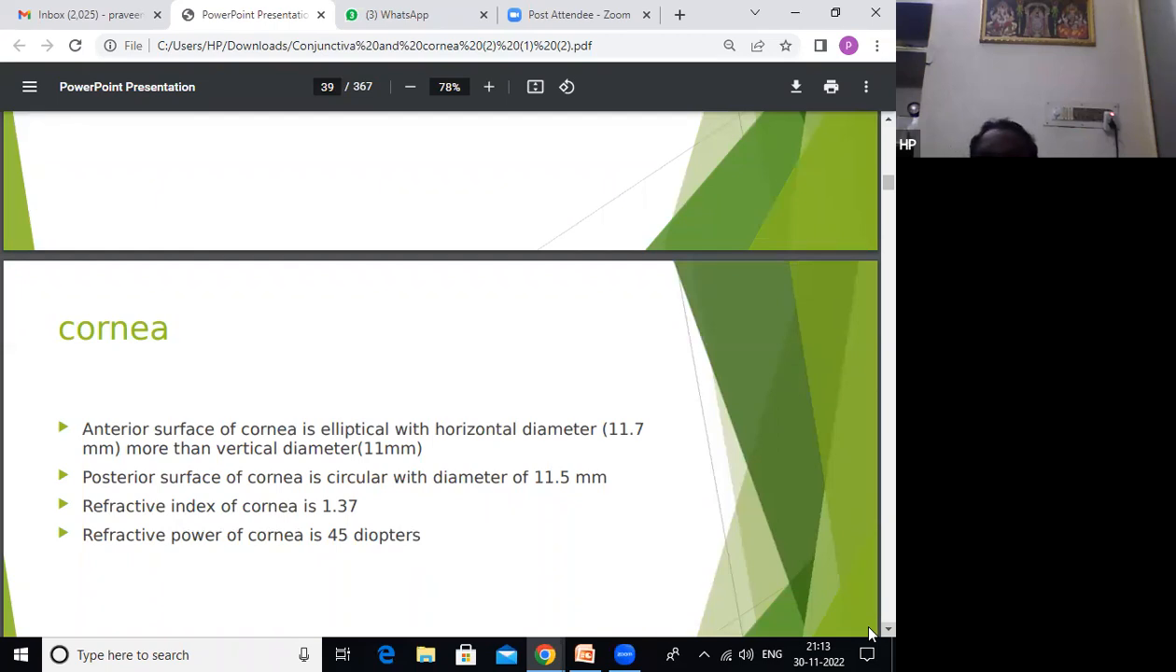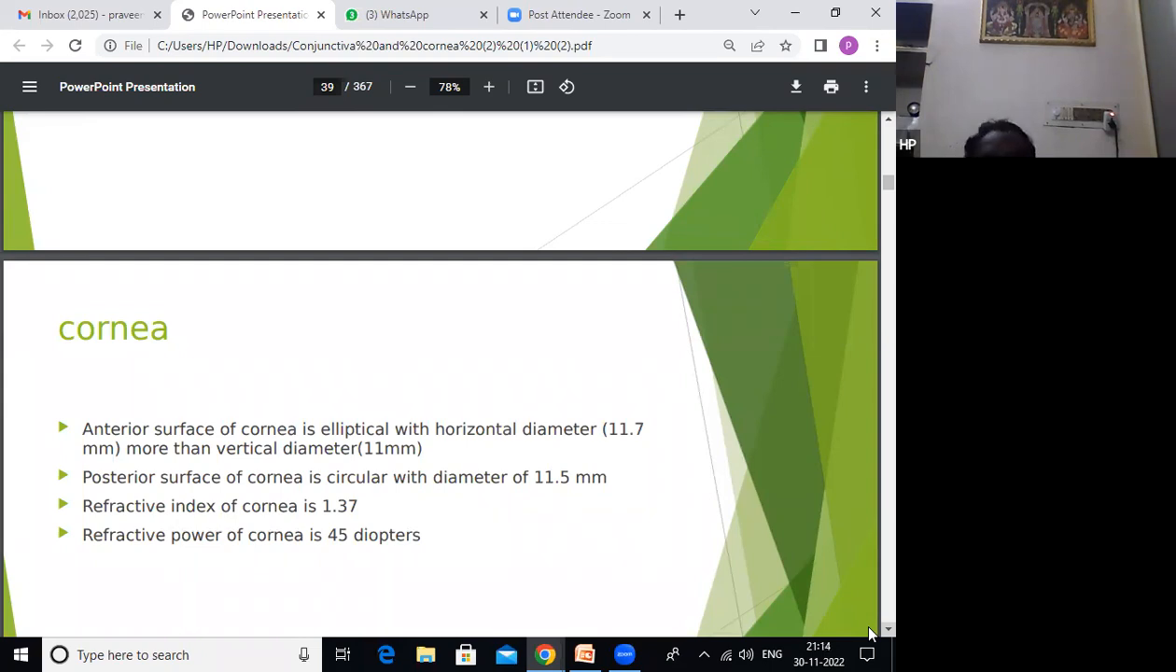What is the horizontal diameter of the cornea? 11.7 mm. Vertical diameter 11 mm. So the horizontal diameter of the cornea is more than the vertical diameter. Questions are always like this, a simple question. With regards to the diameter of the cornea, horizontal diameter is more than vertical diameter, or vertical diameter is more than horizontal diameter, or both are the same. The corneal horizontal diameter is more than the vertical diameter.